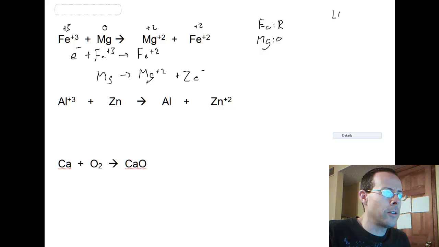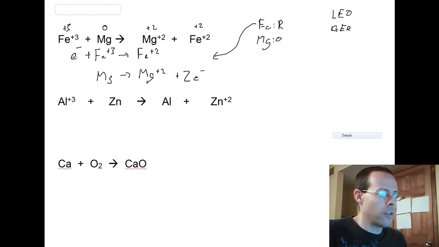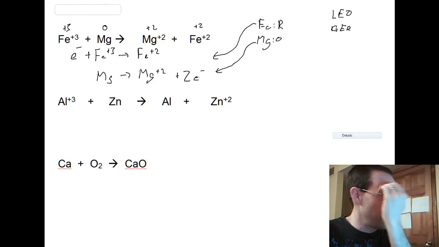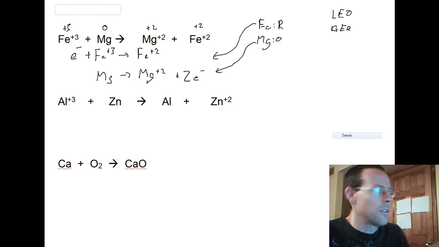If you remember that LEO says GER, reduced means it's gaining electrons. So iron right here, notice we're adding electrons to it. It's gaining electrons. Similarly, we identified magnesium as being oxidized. In oxidation, we lose electrons. So magnesium starts with a certain number of electrons, it reacts, and it has lost 2 electrons. If electrons are on the right side, they're lost. If they're on the left side, they are gained. So that's where losing and gaining electrons comes in.